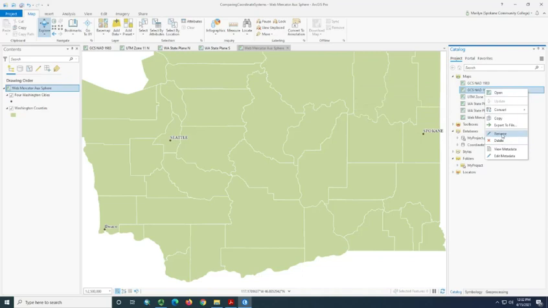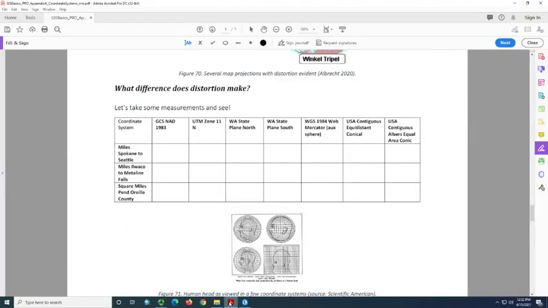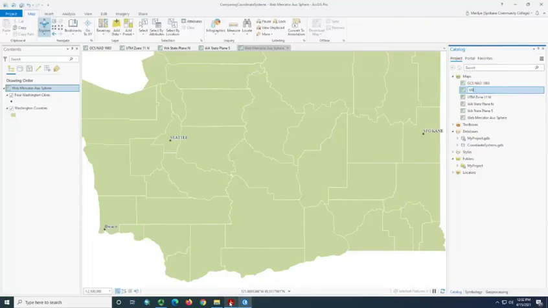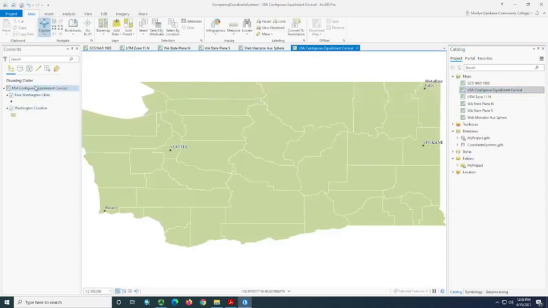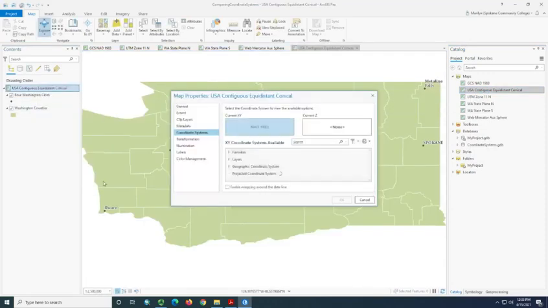So let's rename that again. What was I calling it? USA contiguous equidistant conical. Okay, press enter so I don't lose my name, and let's add it to the map. And let's change its coordinate system.